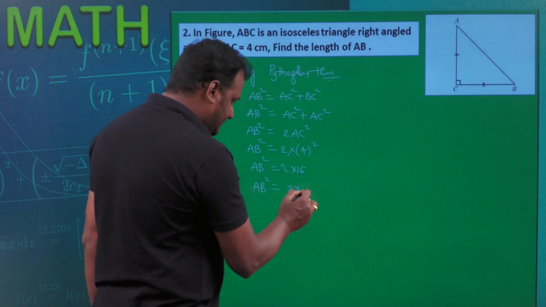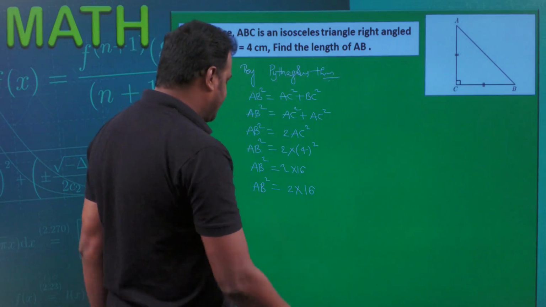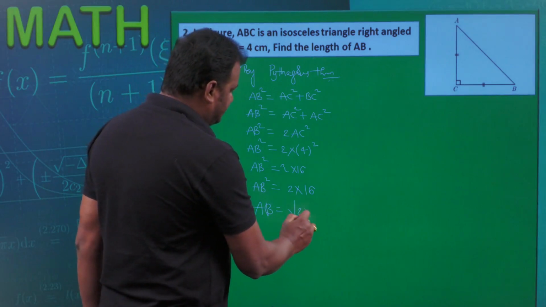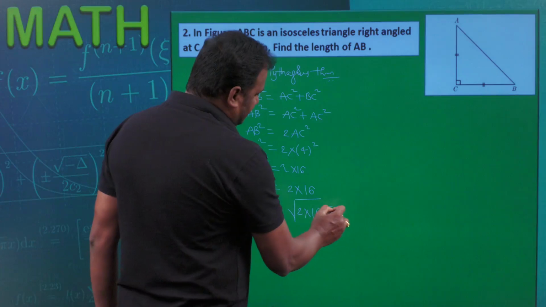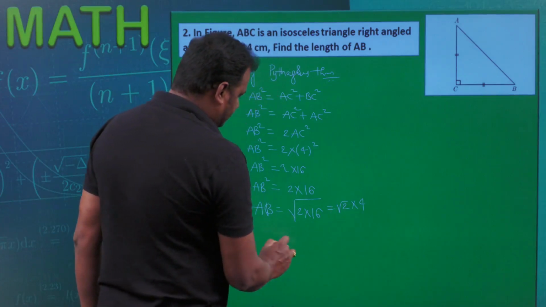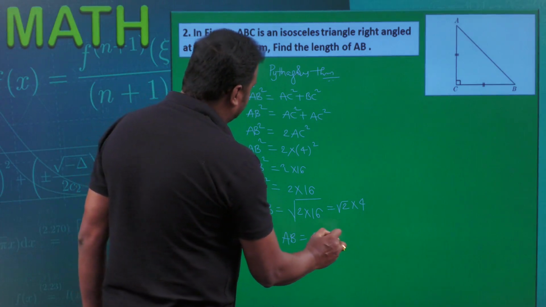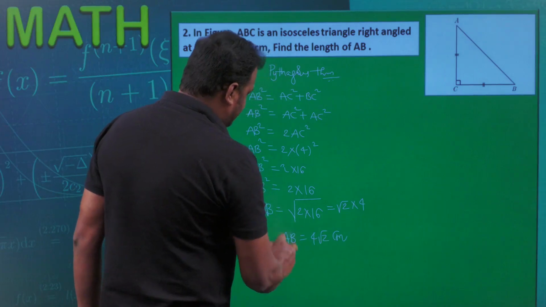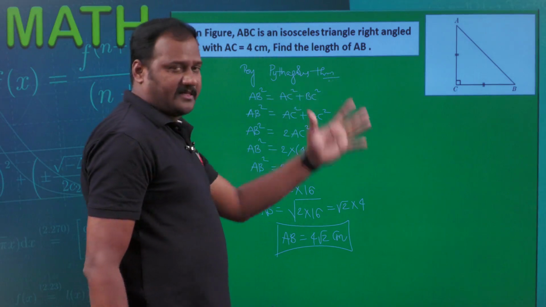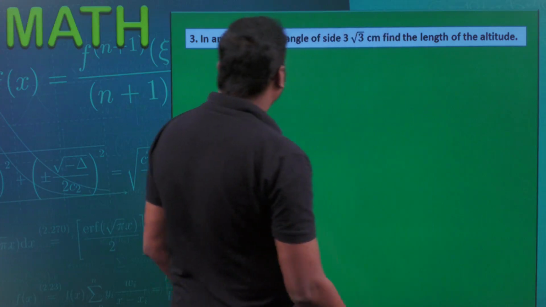I will leave it like that because we need to find the value of AB. Therefore, the value of AB is equal to the square root of 2 times 16. Square root 2 is square root 2, but square root 16 is equal to 4. Therefore, the value of AB is going to be 4 root 2 centimeters. So this way we can find the value of AB with the help of this information. Coming to the next problem.